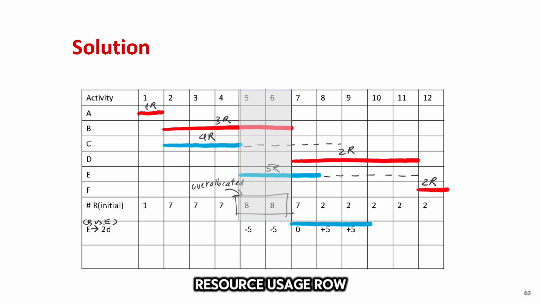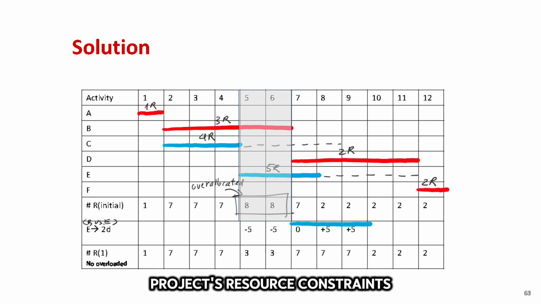Finally, update the resource usage row by adding these changes to the initial values. After adjusting E, the highest resource demand is now 7, resolving the overallocation and meeting the project's resource constraints.